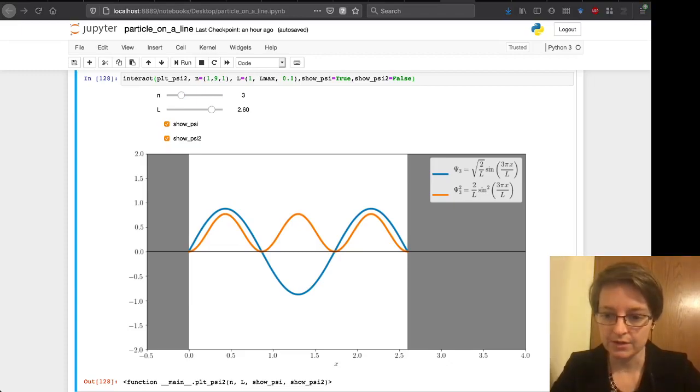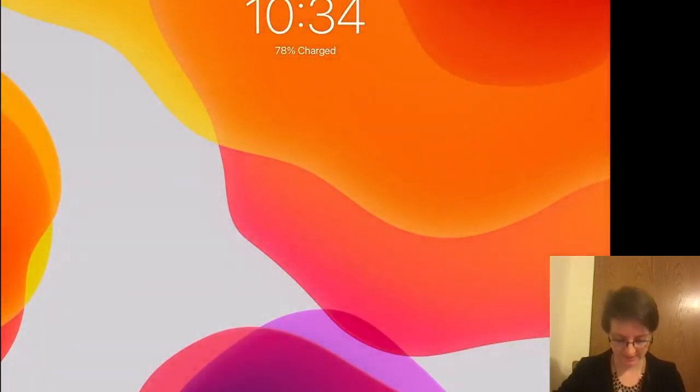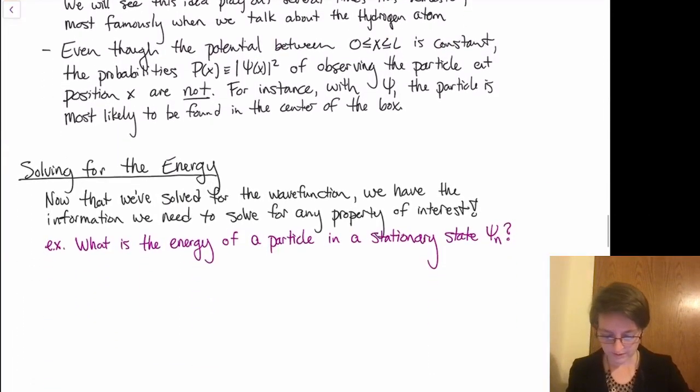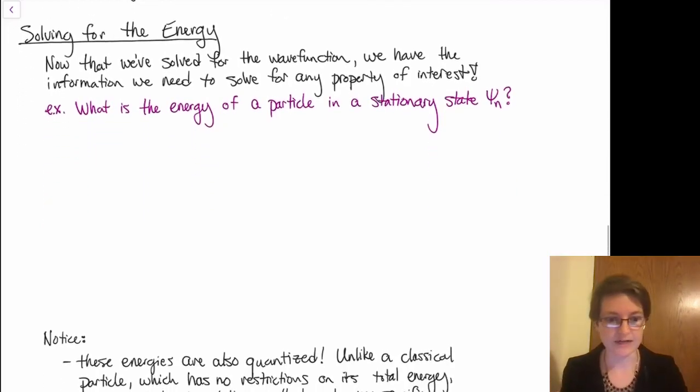Okay, so let's go back to our notes and our derivation of the particle in a box. Let's spend the last bit of today's lecture practicing solving for the energy of this particle. So we've solved for the wave function, and I made a claim in last lecture that that means we have all the information we need in order to solve for any property of interest. So let's go ahead and start by solving for the energy of the particle in this case.